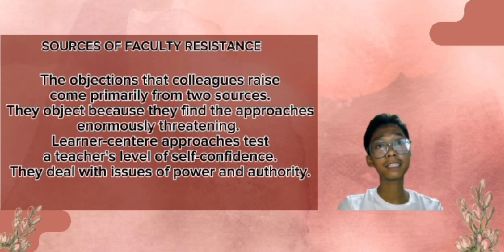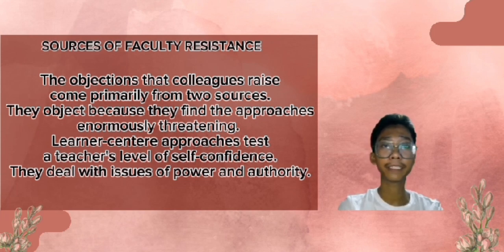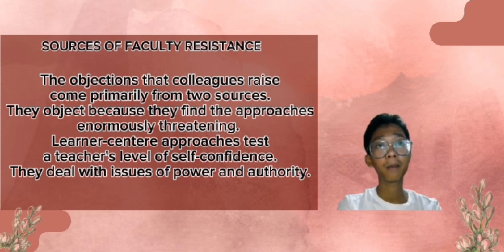Next is sources of faculty resistance. The objections that colleagues raise come primarily from two sources. They object because they find the approaches enormously threatening. Learner-centered approaches test a teacher's level of self-confidence. They deal with issues of power and authority. They take us away from an exclusive reliance on content expertise and move us into the new or unfamiliar domain of learning skills. They raise questions about common instructional practices.